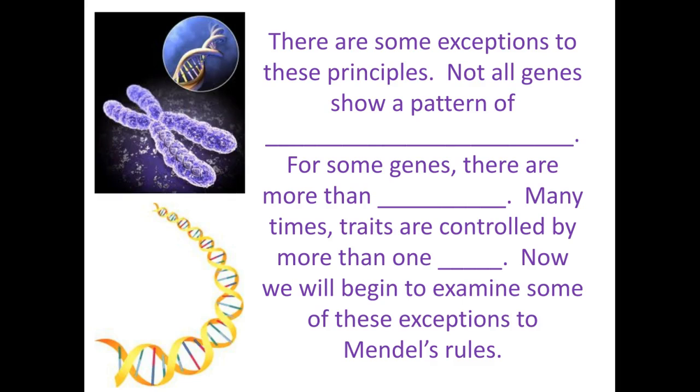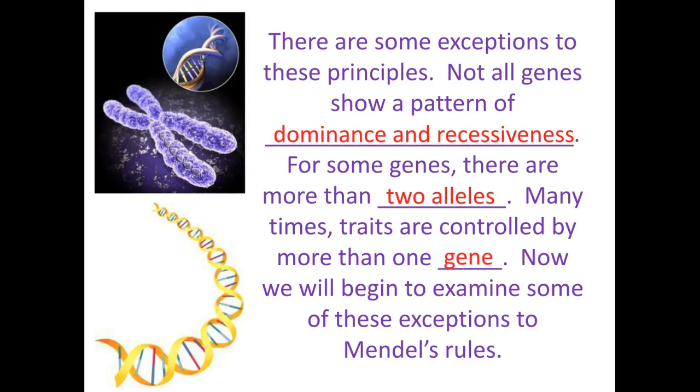So there's some exceptions to these principles because not all genes show dominance or recessiveness. For some genes, there are more than 2 alleles, and many times these traits are controlled by more than one gene. So now we're going to start talking a little bit about non-dominance, incomplete dominance, codominance, sex-linked traits. So we're going to talk about the exceptions to Mendel's rules.